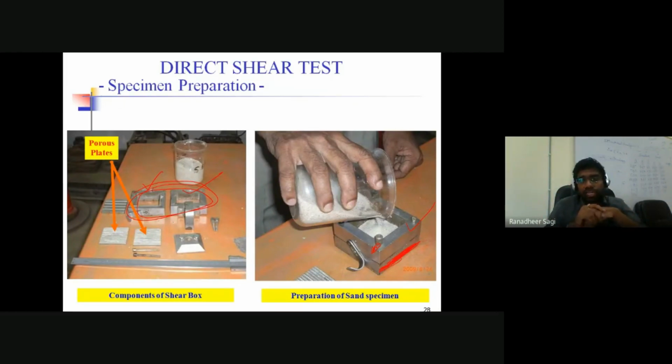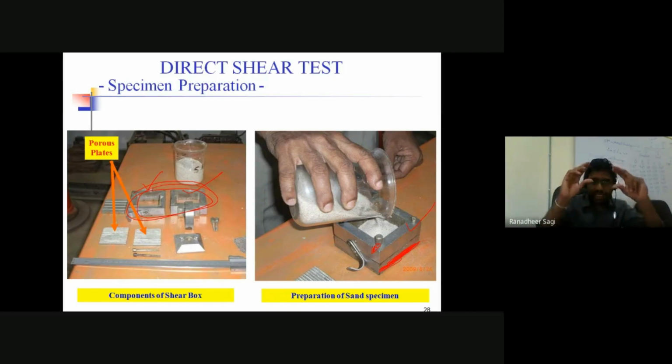In case you are conducting the direct shear test on cohesive soil, you can push this split half portion, the hollow box of cross-section 6 centimeter by 6 centimeter, into the ground from whichever depth you want to collect the soil sample.